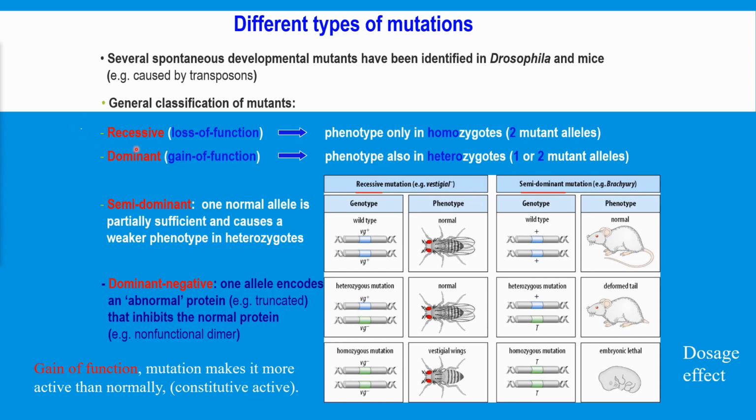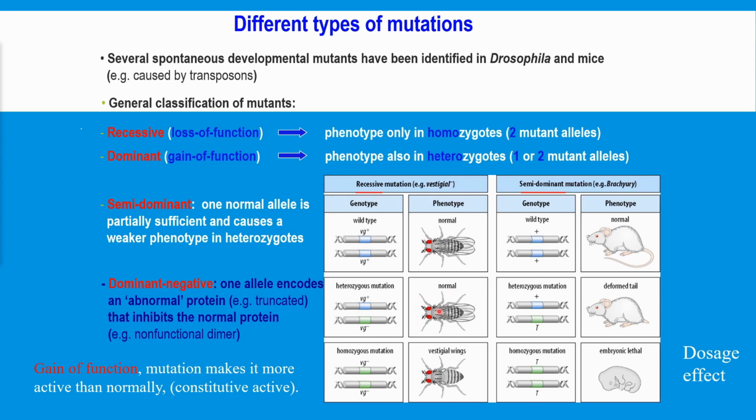So we can have recessive mutants, which are loss of function, where the phenotype is only visible in homozygotes. So you need two mutant alleles. An example of this is given here for the recessive mutation vestigial. Here we have a normal fly with two wild type copies of vestigial, VG plus, on both chromosomes. If we have a heterozygous mutation, one VG minus, we still have a normal looking fly, because one copy of the gene, VG plus, is sufficient to supply the protein to give a normal looking fly, no phenotype.